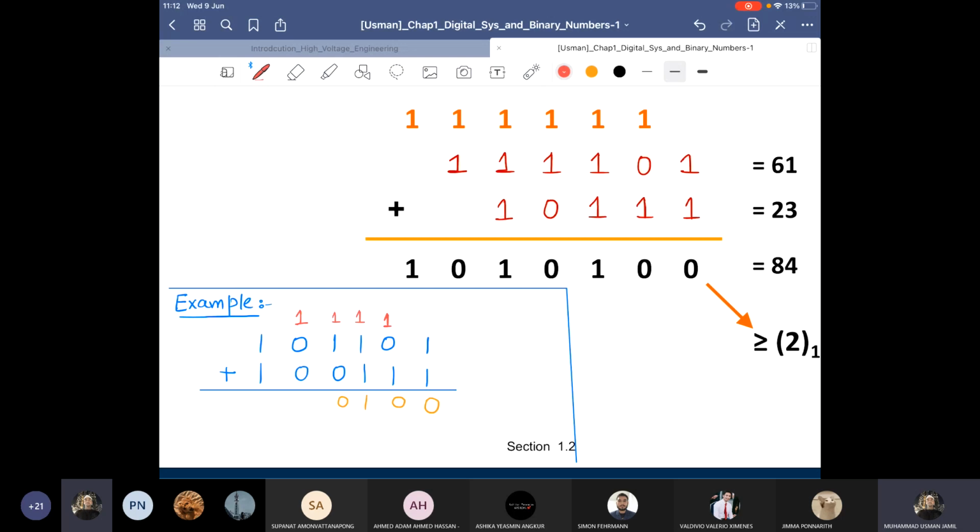Okay, and now here 1 plus 0 plus 0. So this is 1. Now again 1 plus 1 is 2, so this is 0 and 1. So this is the answer for how we can do the binary addition.